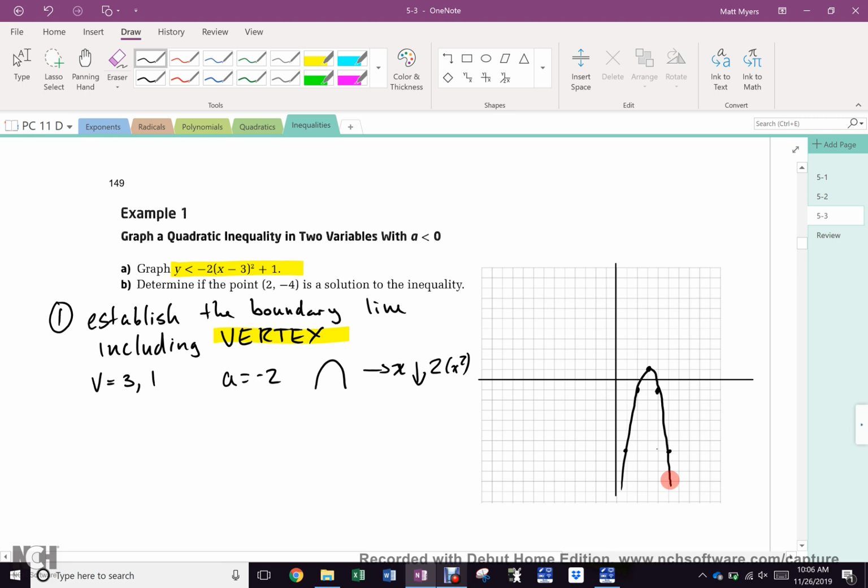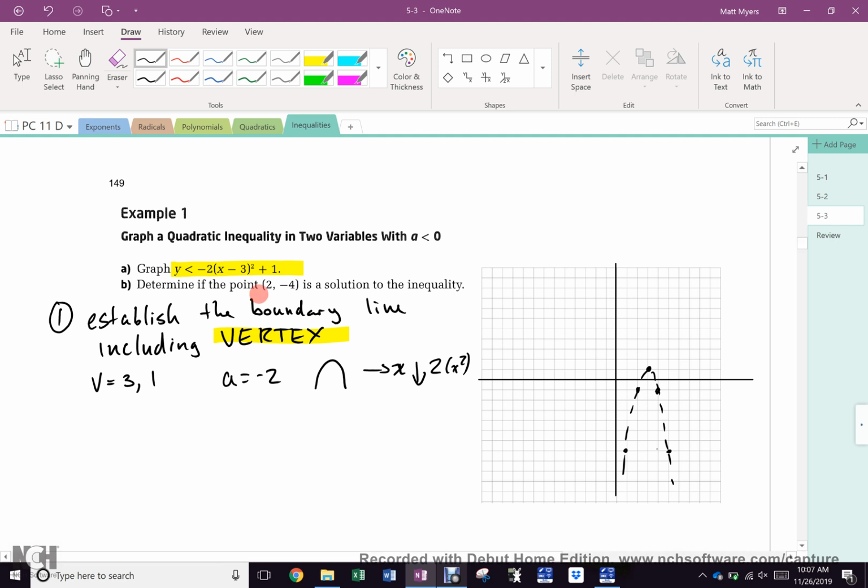Have I graphed it accurately right now? Really? The points are right. What is wrong with the line I've done? It's solid. What does it need to be? Right. Okay. Everyone cool? So we've established our boundary.